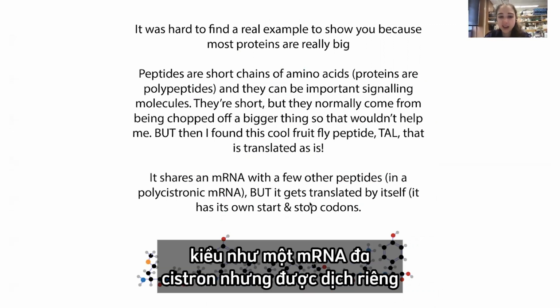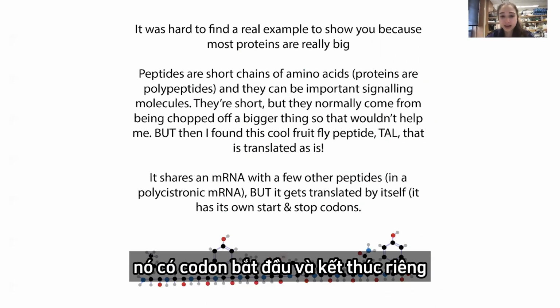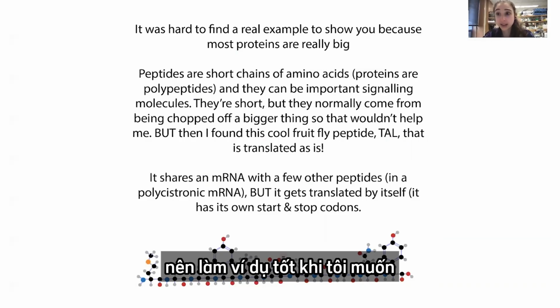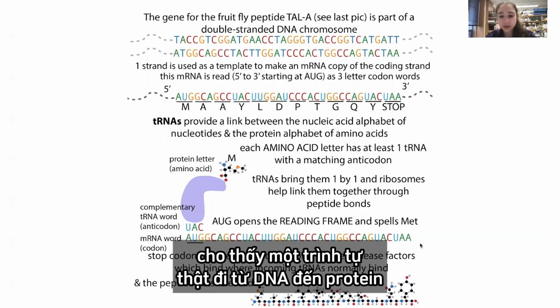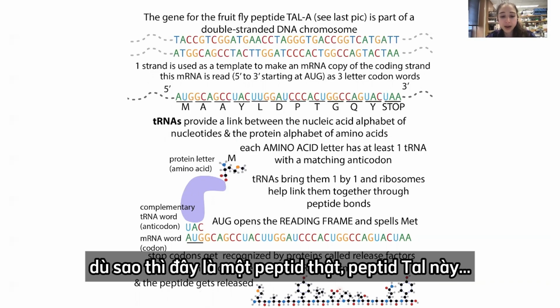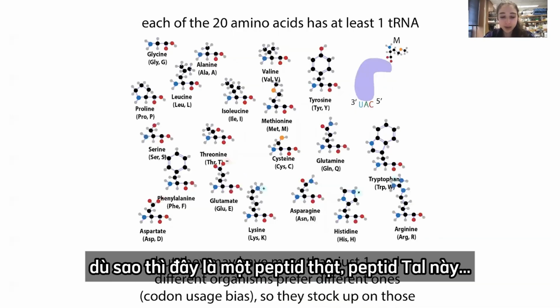It was a polycistronic mRNA, but it gets translated by itself, so it has its own start and stop codon. So it made a good example when I was trying to show a real sequence going from the DNA to the protein. But anyway, this is a real peptide, this tau peptide from a fly.